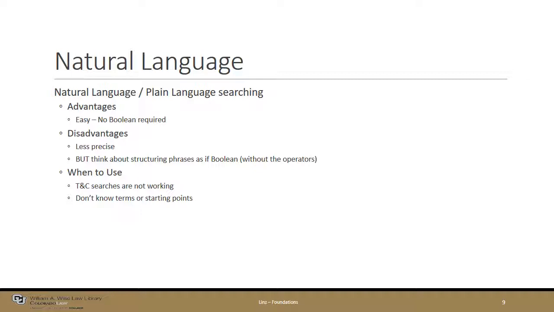When do you use natural language searching? Well, really, you can use it at any time. The general advice is that terms and connector searching tends to be more precise. You have more control over your search results. But if you find the terms and connector searches are not working, or you just don't know the terms or the starting points, a natural language search is a good way to get started. And I think increasingly, it may be the starting point for our research. These search engines, LexisNexis, Westlaw, are really pretty good and can come up with at least a good starting set of relevant documents.